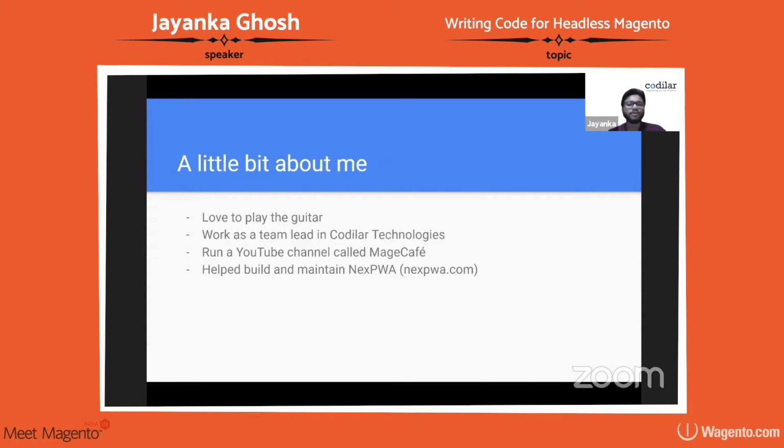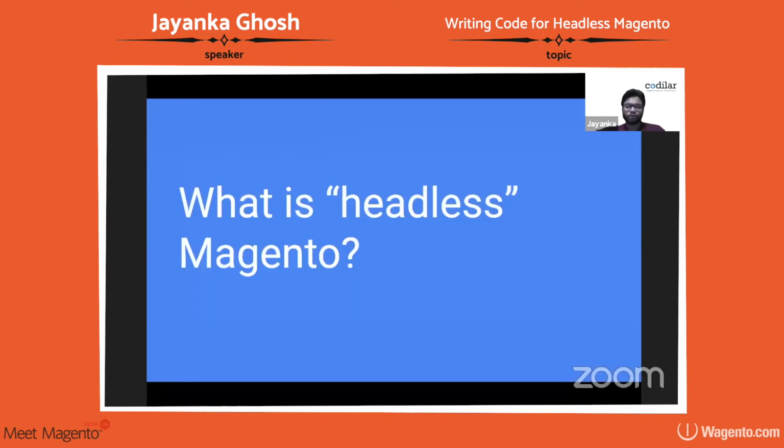Let's jump right in. Firstly, what is headless Magento? I have written headless in quotation marks because it's a very interesting word. The simplest definition I can give for headless Magento is a system in which the head of the system and the body of the system are completely separate. They don't talk to each other directly. They rather talk to each other through a bridge. So what do I mean by the head of the system, and what do I mean by the body of the system?